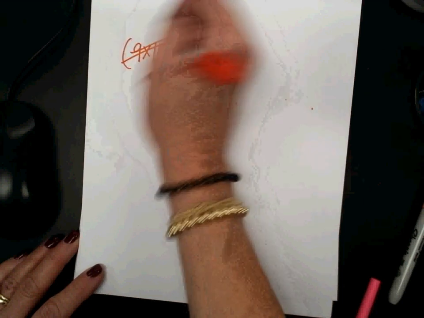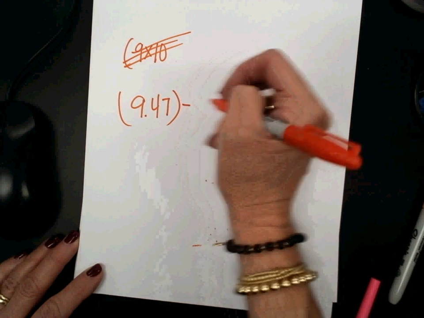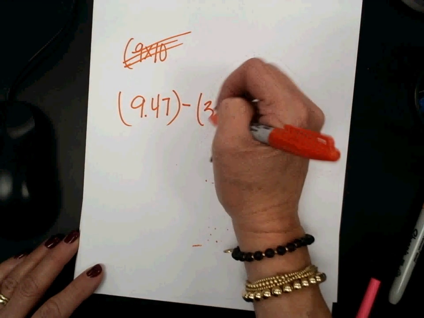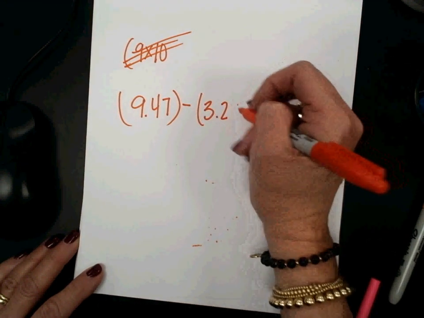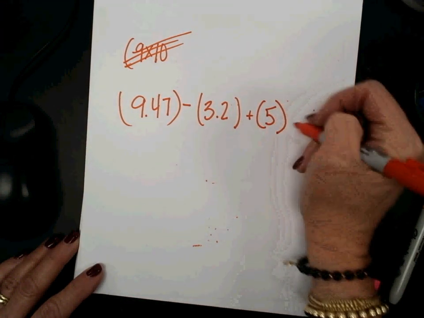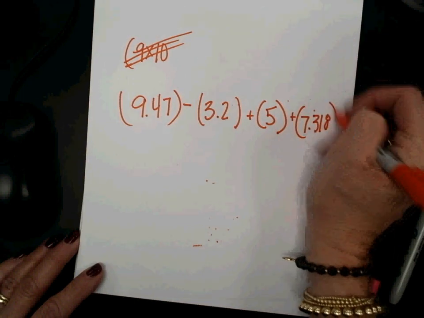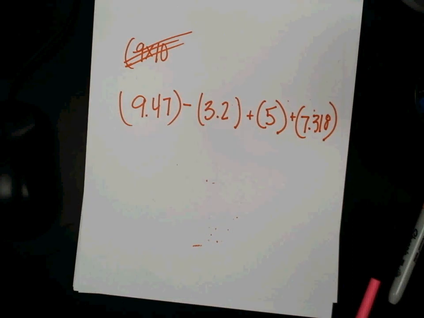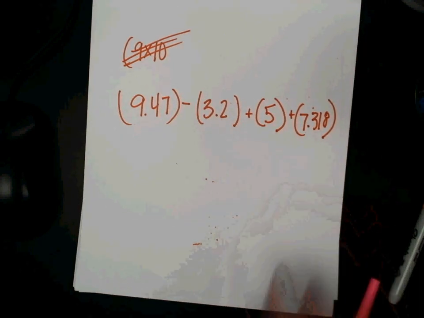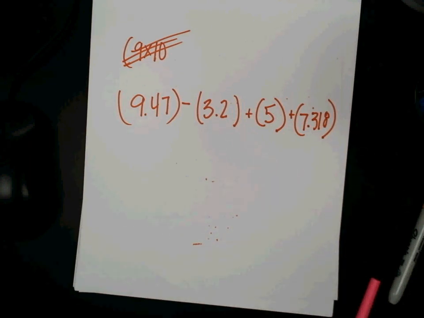No, I don't want to do one of those. We'll do 9.47 minus, plus. Okay, try that. And then what we need to talk about, we'll talk about. I can't help you if you don't ask me for help.